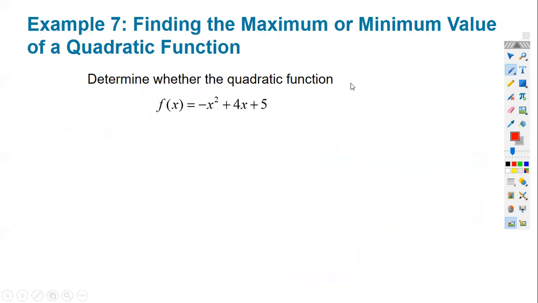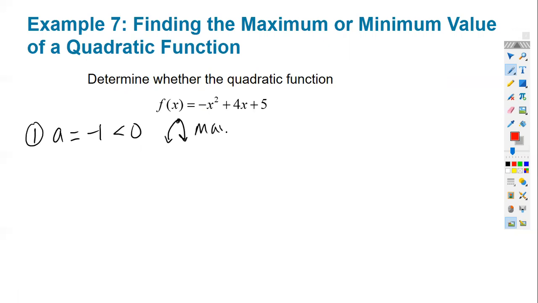When you're identifying the maximum or minimum, there's 2 steps. One is identify your A. Is your A positive or negative? 2, find your vertex. So the first thing we're going to do is identify our A. What does A equal? -1, which is less than 0. Because A is less than 0, we know that we're going to have a maximum.